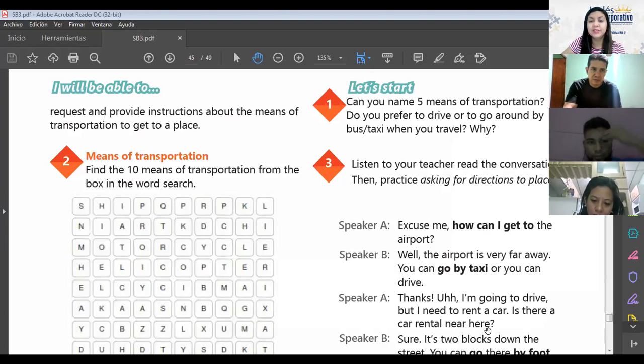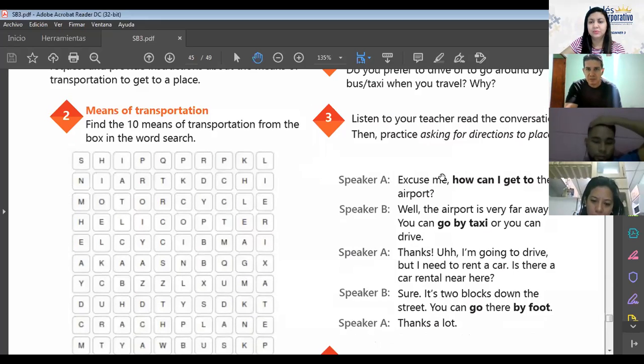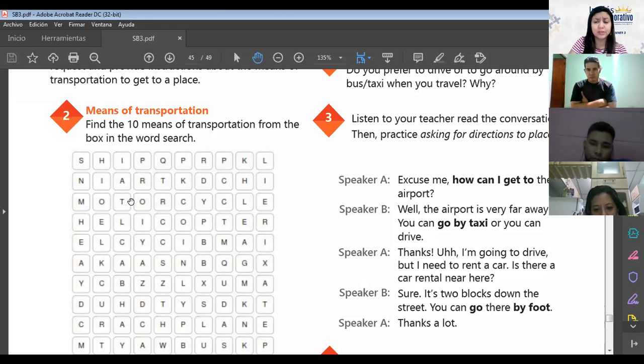Now, guys, you're going to listen to me reading the conversation. Excuse me, how can I get to the airport? Well, the airport is very far away. You can go by taxi or you can drive. Thanks. I'm going to drive, but I need to rent a car. Is there a car rental near here? Sure, it's 2 blocks down the street. You can go there by foot. Thanks a lot. By foot, a pie, right?